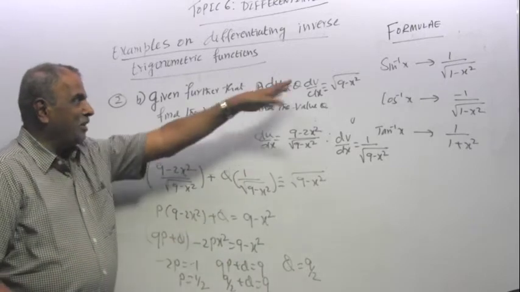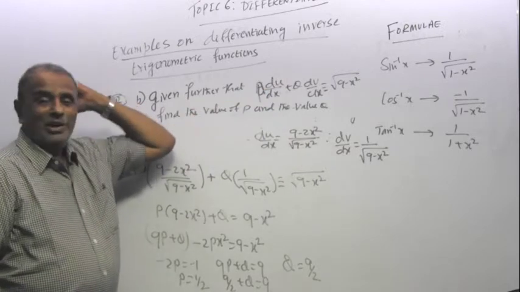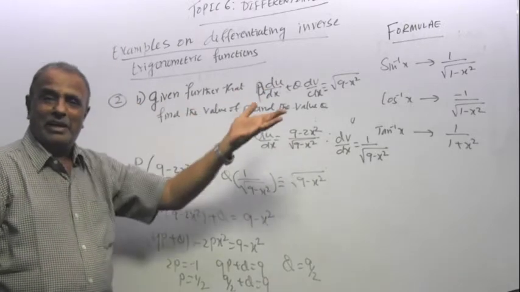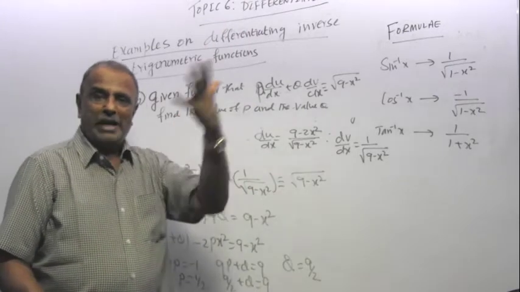In fact, they adjusted the function sine inverse of x over 3 and 9 minus x squared so that you are able to compare coefficients.